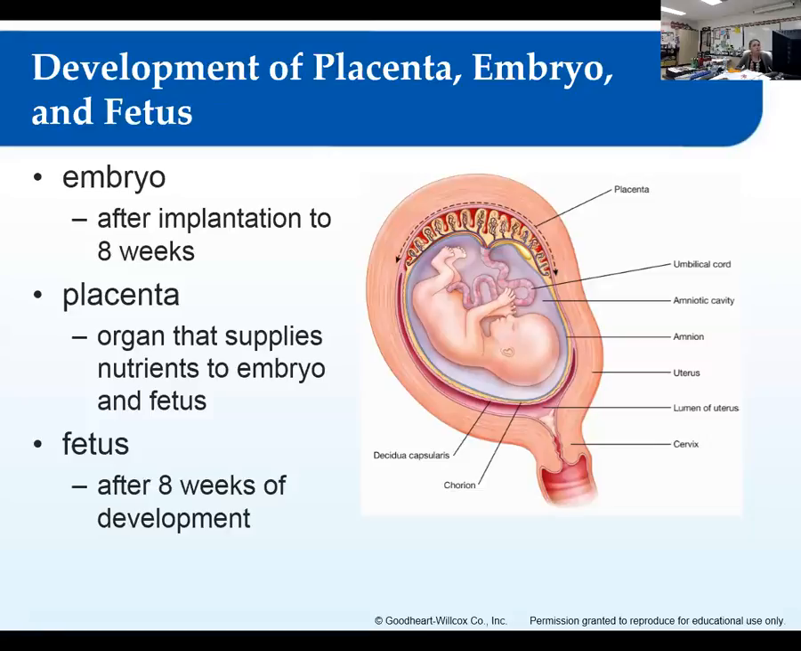A fetus is what we call the baby after 8 weeks of development. So after 8 weeks of development, it's called a fetus. At that point, you can see in here a few other things that have grown around this baby. You've got the amnion, which is like the sac that surrounds the baby, and the chorion sits right on the outside of that. Inside the amniotic sac, you have amniotic fluid.